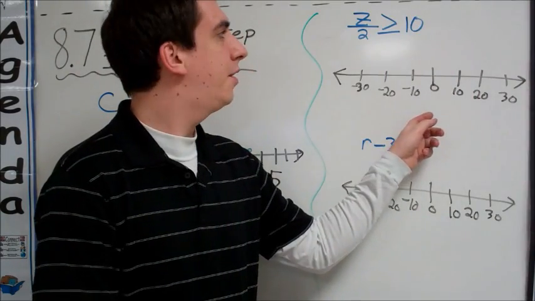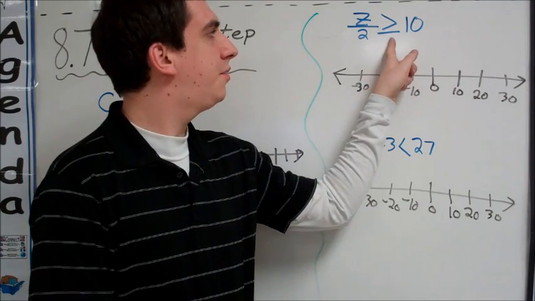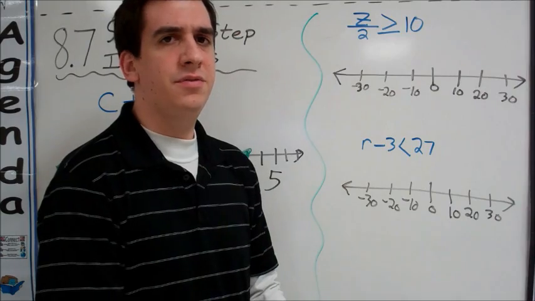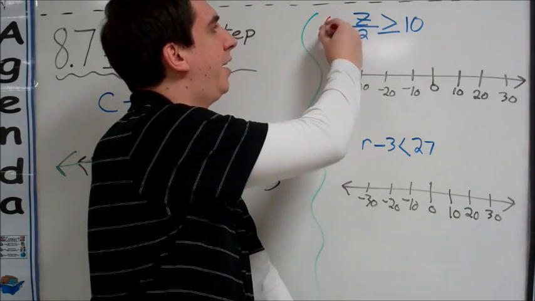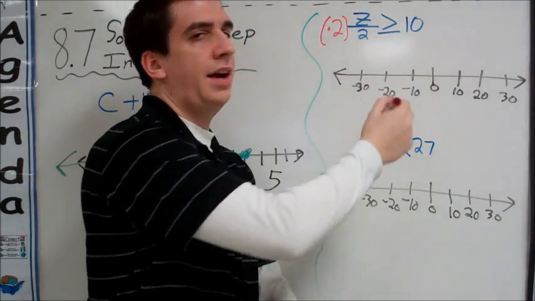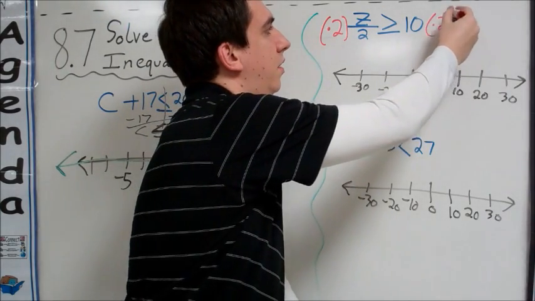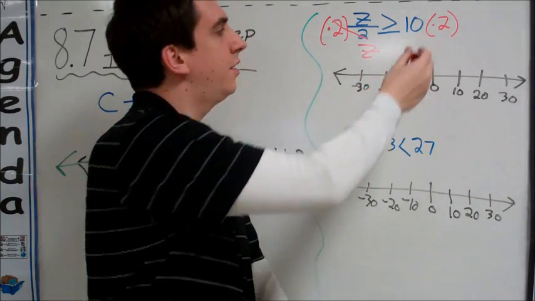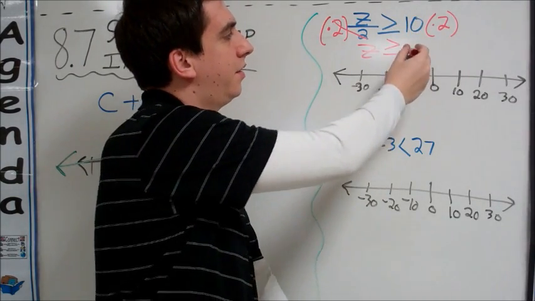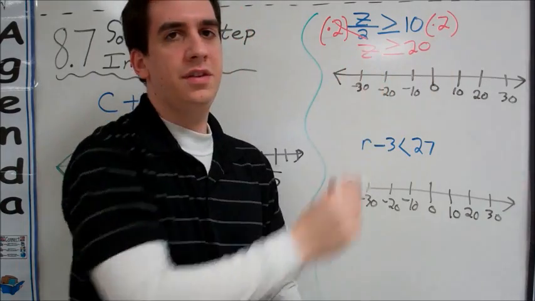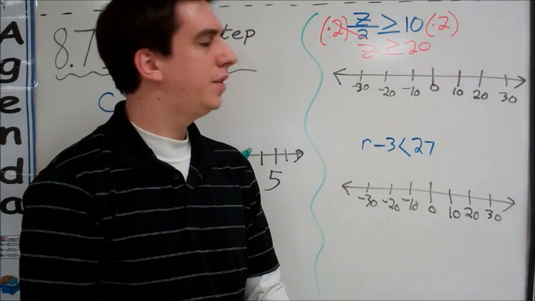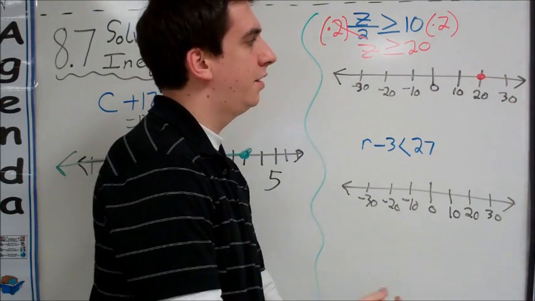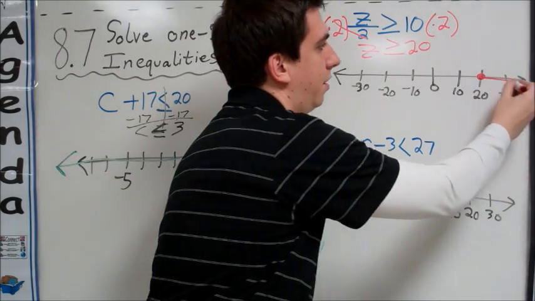Our first example up here on this side is z over 2 is greater than or equal to 10. Since we're dividing by 2, remember the inverse would be to multiply on both sides. These 2's divide out, and we have z. Drop down our inequality sign. z is greater than or equal to 20. So let's find 20. Greater than or equal to, solid dot. Greater than goes to the right.